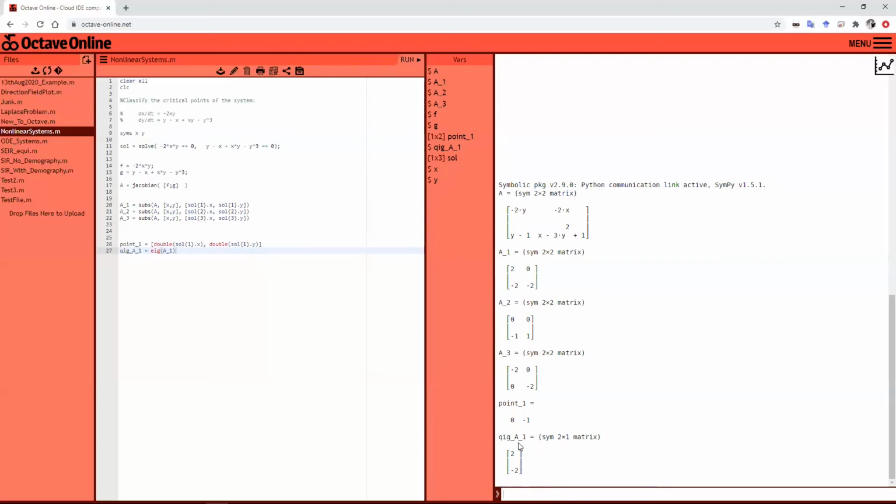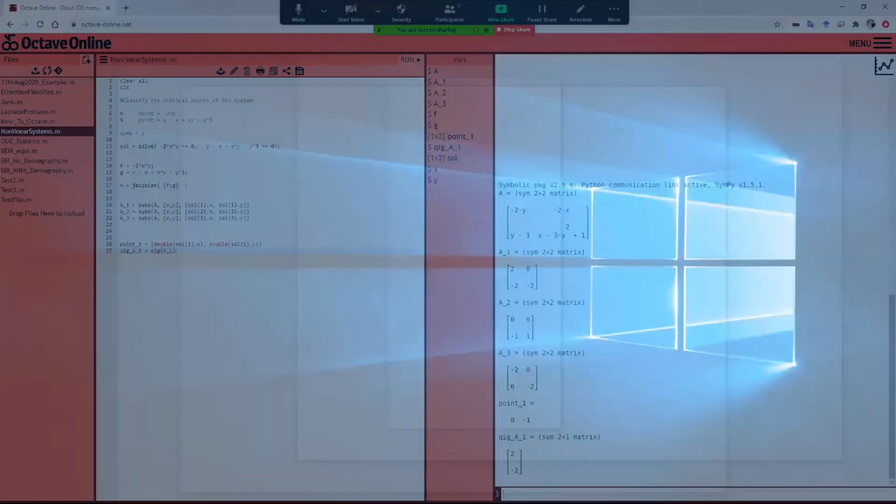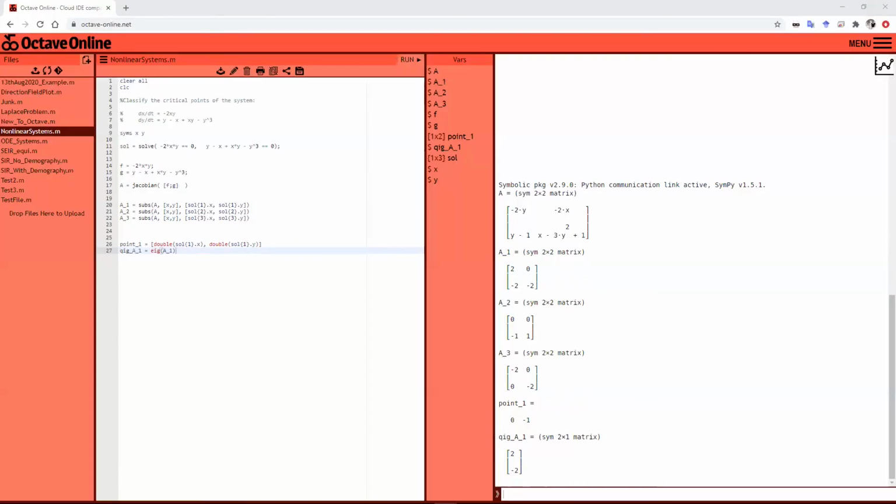Okay, and if you recall, what does that represent? Well, that represents, what did I say? An unstable saddle point. Okay, so if we get real distinct eigenvalues of opposite signs, then we get an unstable saddle point. Let's check the other points now.